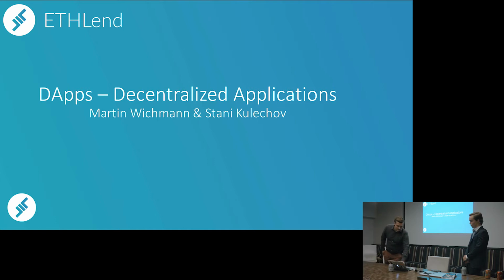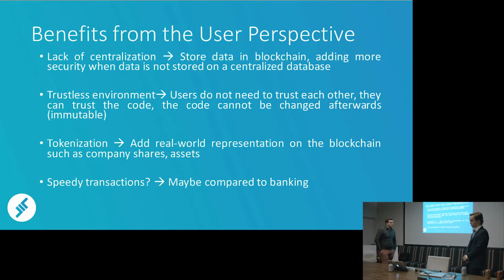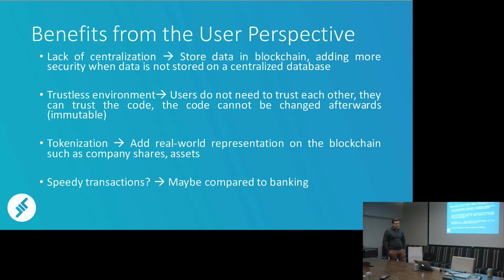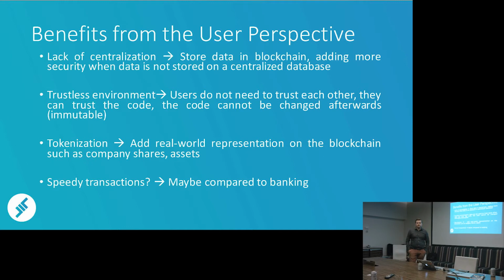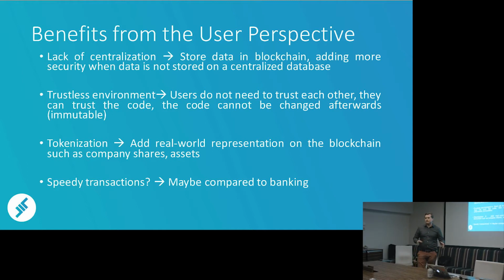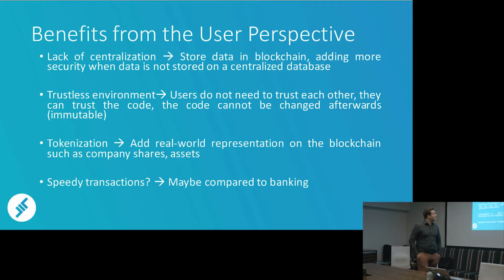Let's move to the topic. Basically, there are some differences between applications and decentralized applications. From the user perspective, what kind of features, for example, ETHLend has, and why we chose to develop with smart contracts and the decentralized model. Basically, the lack of centralization means you don't have a central database where the data is stored. When we have a distributed ledger, with the same data in different places, it's more resistant to tampering. Well, maybe it's not foolproof, but it's resistant.